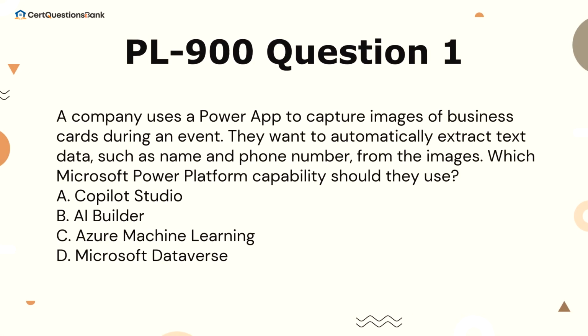A company uses a Power App to capture images of business cards during an event. They want to automatically extract text data, such as name and phone number, from the images. Which Microsoft Power Platform capability should they use? A. Copilot Studio, B. AI Builder, C. Azure Machine Learning, D. Microsoft Dataverse.